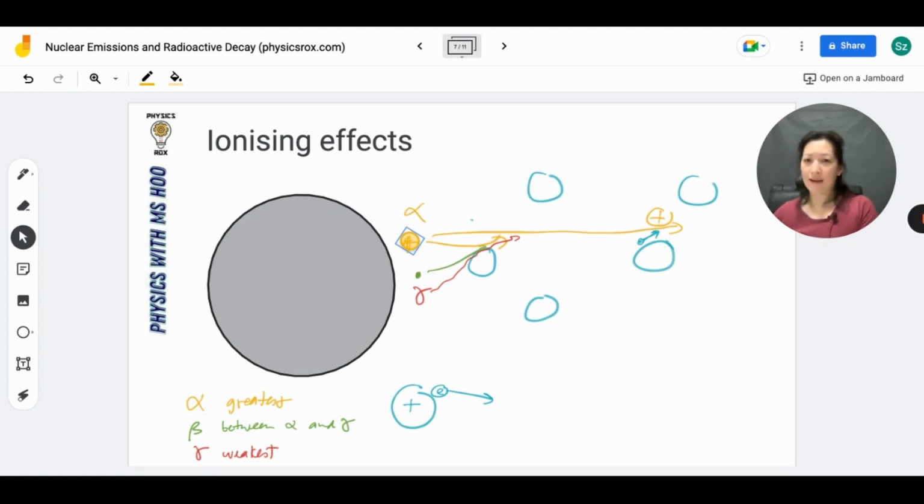Like beta, it's negative, right? So if it's negative and trying to pull out, it's a little bit more difficult to try to attract anything. So maybe it could repel, but again, it's not as strong because it's got a charge of -1 compared to the alpha, which is a charge of +2. Gamma, it's neutral. Good luck trying to effectively create a lot of ions. While it potentially could, it's not as strong compared to alpha and beta. So that's a comparison of the ionizing effect. So alpha has the greatest, followed by beta, and gamma has the weakest.